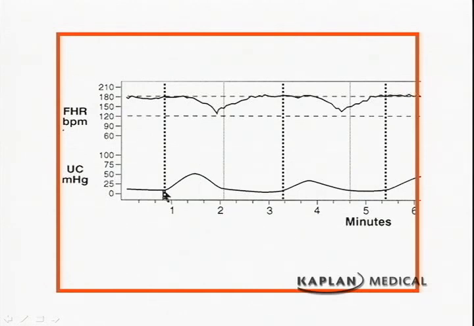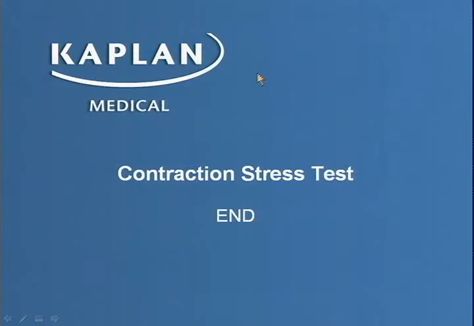Let me help you a little bit here. Here is the beginning of the contraction in the heavy dotted line. And you notice the deceleration doesn't occur until the peak of the contraction. At the lowest point of the deceleration, the contraction is almost gone, but this baby still hasn't recovered. It doesn't recover till over here. These are repetitive late decelerations. Not good. And that is the end of contraction stress test.